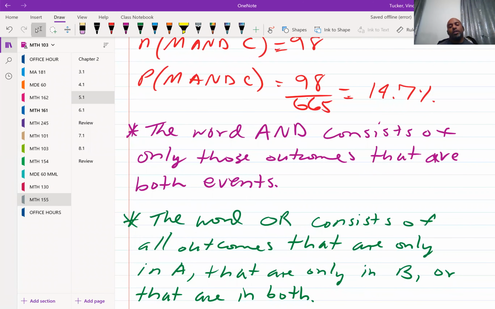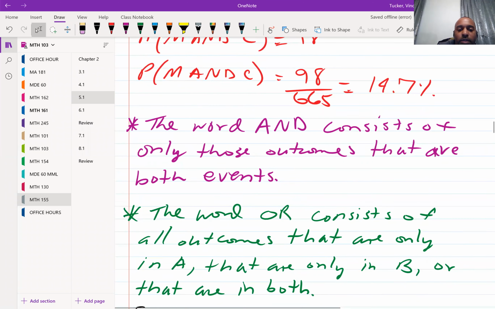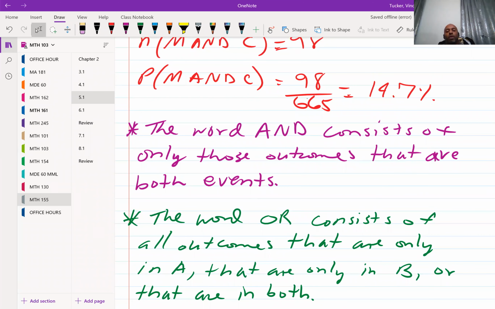Okay, so then you may see the word "or." Let me see, do we have "or"? Oh, that's the next one. Okay, so the word "or" consists of all outcomes that are only in A, that are only in B, or in both.